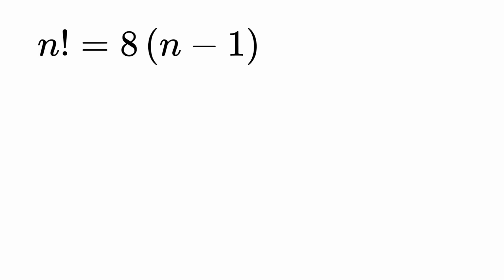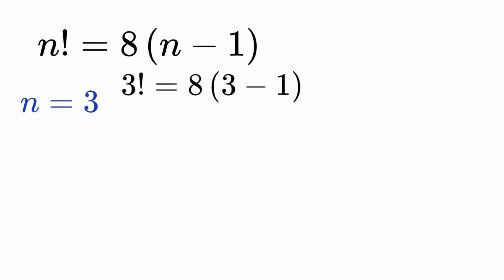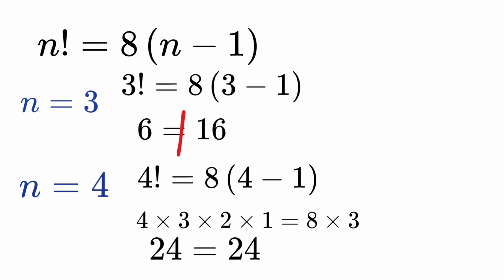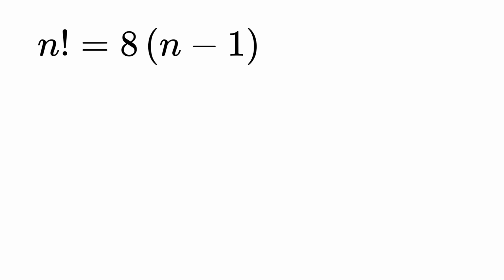Now put n is equal to 3, then 3 factorial is equal to 8 into (3 minus 1). 3 factorial means 3 into 2 is 6, is equal to 16, which is not equal. Now n is equal to 4, then 4 factorial is equal to 8 into (4 minus 1). 4 factorial we can write as 4 into 3 into 2 into 1 is equal to 8 into 3. So 24 is equal to 24, then LHS is equal to RHS. So we have got the value n is equal to 4, which satisfies the above equation.